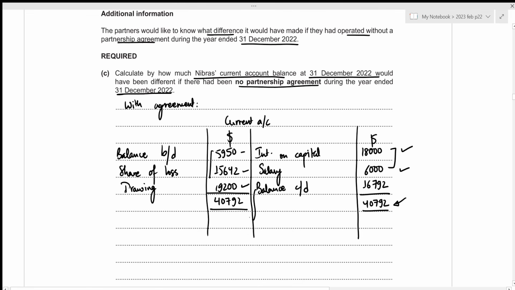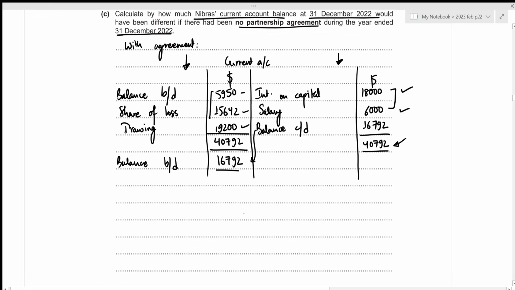We need to record it as our closing balance on the debit side. And remember that I already told all of our losses are to be recorded on the debit side and all of our incomes are to be recorded on the credit side. And if this amount is on the debit side, this just means that it's our loss. And losses are always a negative amount, which means that Nibras's current account balance, according to the partnership agreement given above, was negative 16,792. Alright, now we just need to repeat the same process but without agreement.